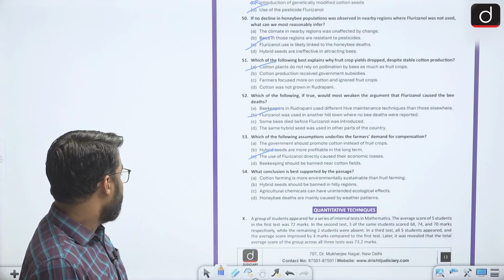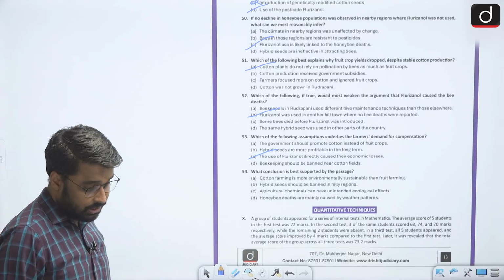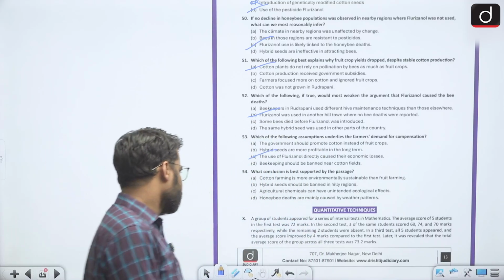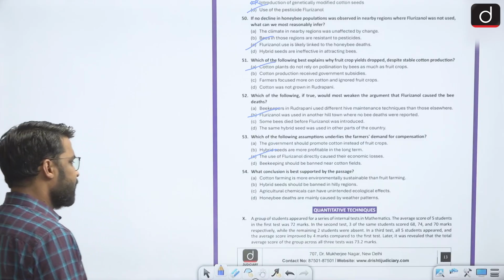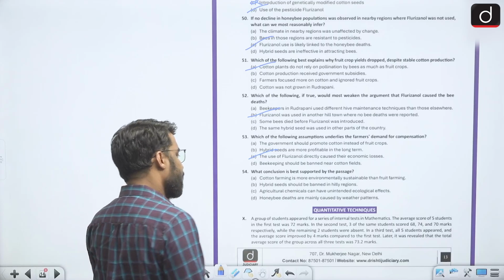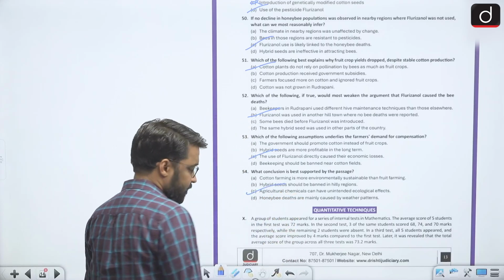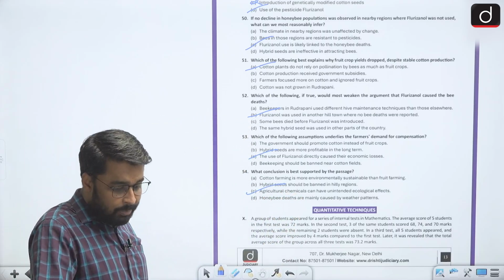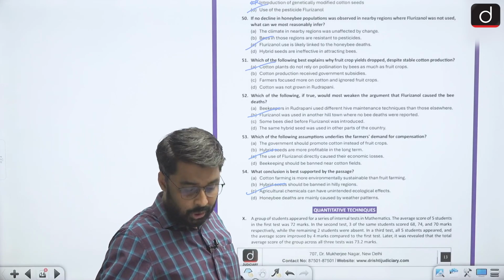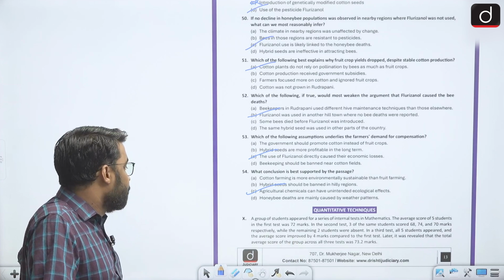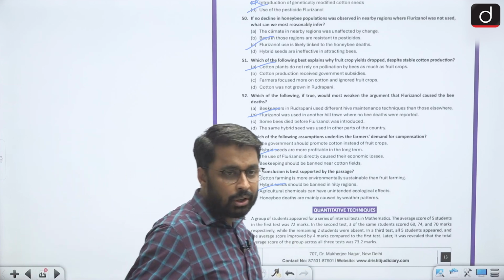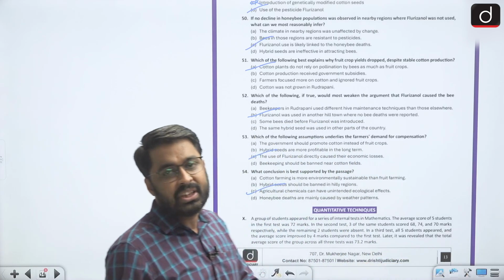All right. What conclusion is best supported by the passage? Cotton farming is more environmentally sustainable than fruit farming? No. Hybrid seeds should be banned in hilly regions? No. Agricultural chemicals can have unintended ecological effects? Yes. The entire passage illustrates how the use of new pesticides, though beneficial for cotton, caused unexpected harm to bees and fruit crops. It was good for cotton crop, but it was not good for bees and fruit crops.